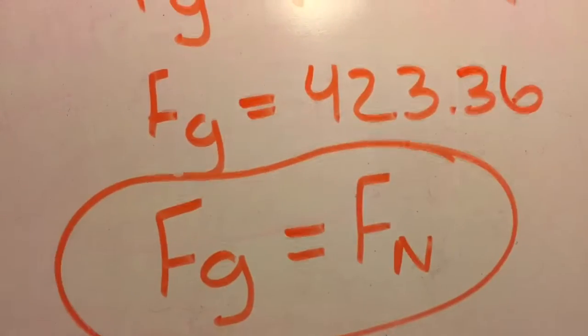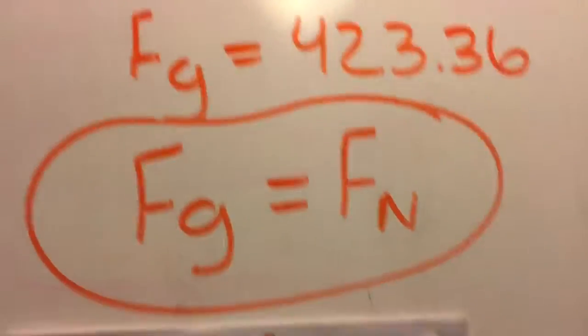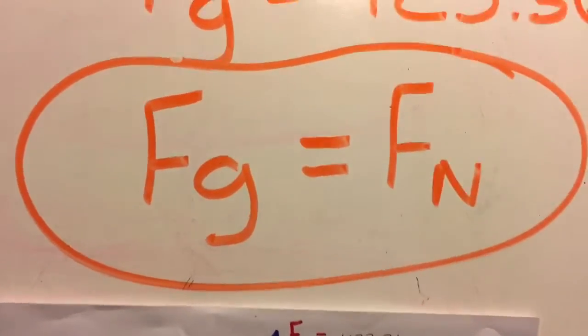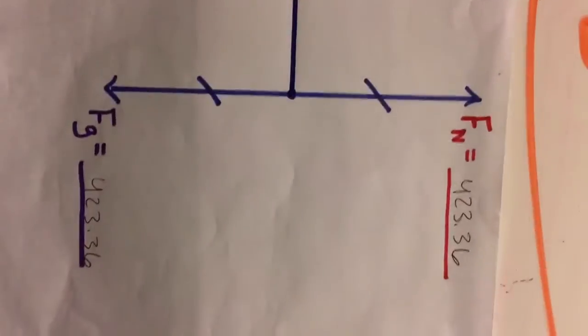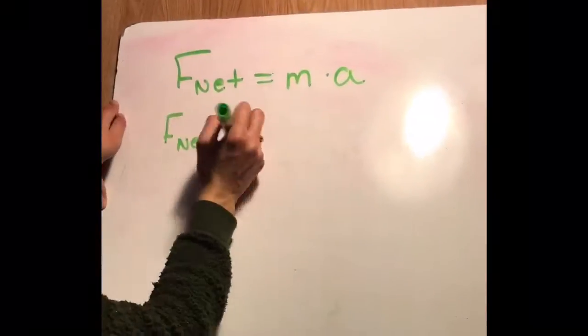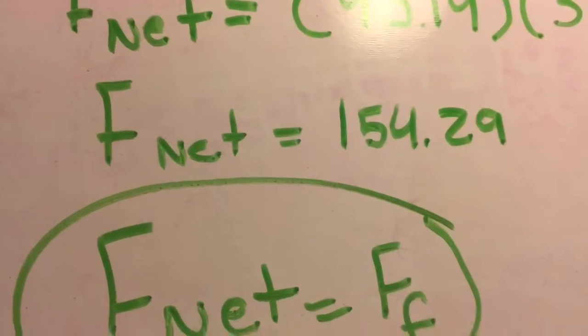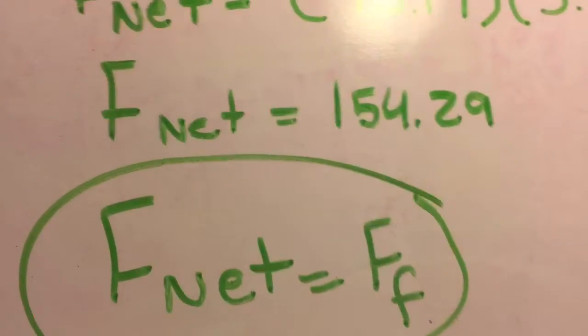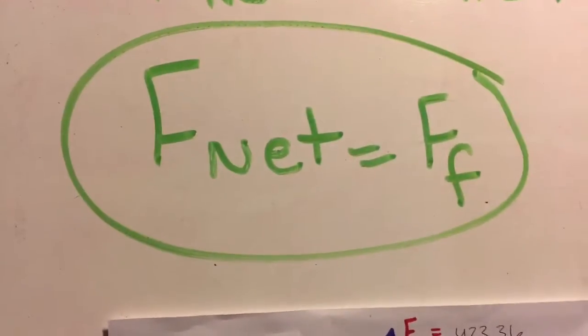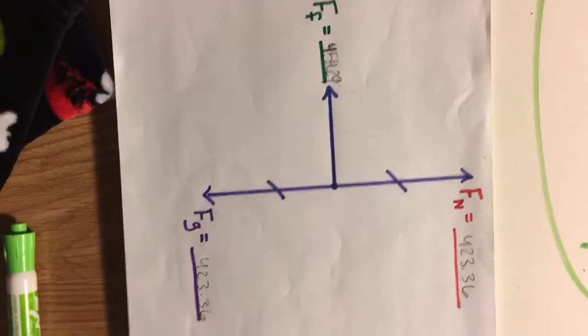We just found our Fg, which equals 423.36 newtons, and we also know that Fg equals Fn because of our free body diagram, so we can plug these both in since we know that they're equal. We just found our F net, which is 154.29, and we also know that F net is equal to force of friction, which we will place right there, and that makes our free body diagram complete.